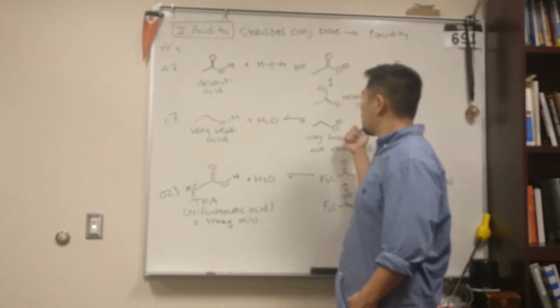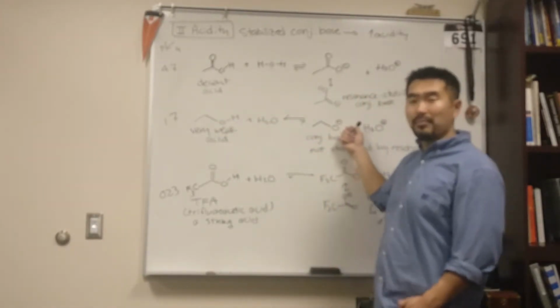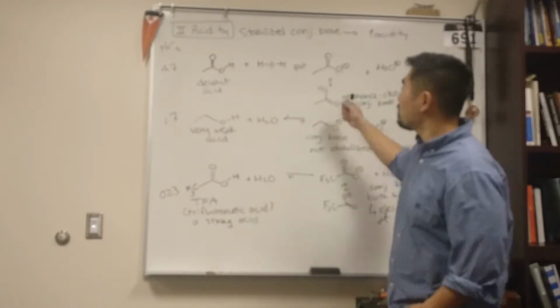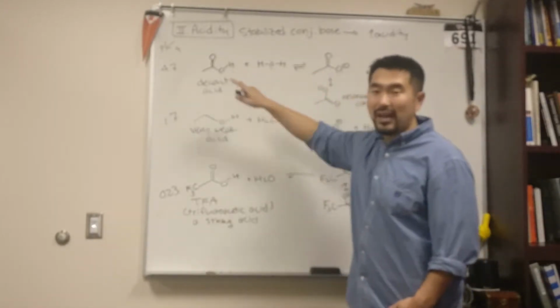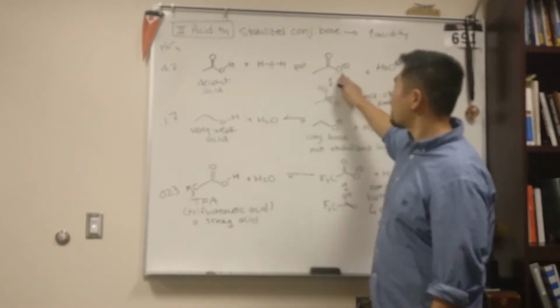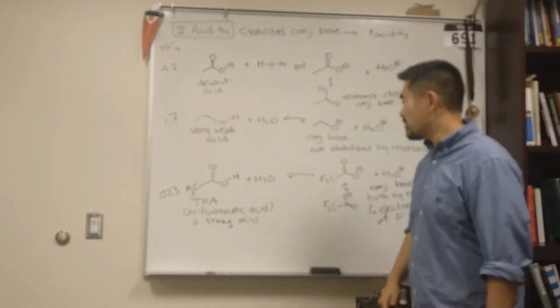It doesn't want to donate its proton because then it would become something that's very unstable, whereas this acid doesn't mind becoming the conjugate base because this is pretty stable.